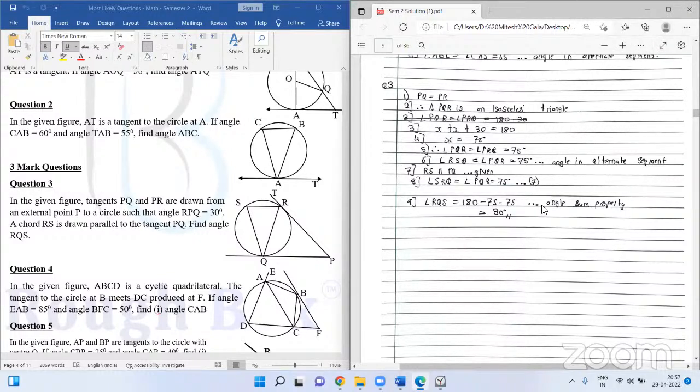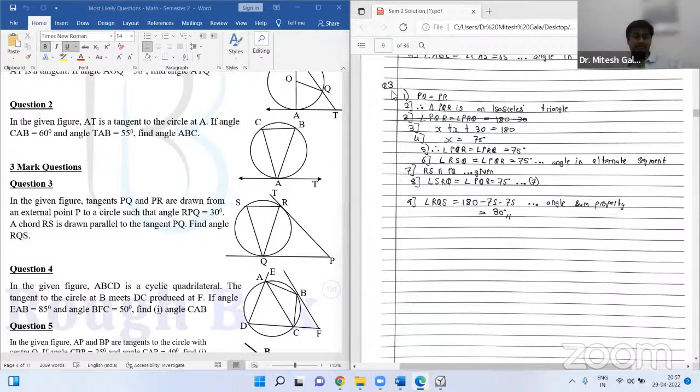Sir, how is SRQ 75? SRQ is 75 because it is equal to RQP by Z formation of alternate angles. Okay, sir. Thank you.